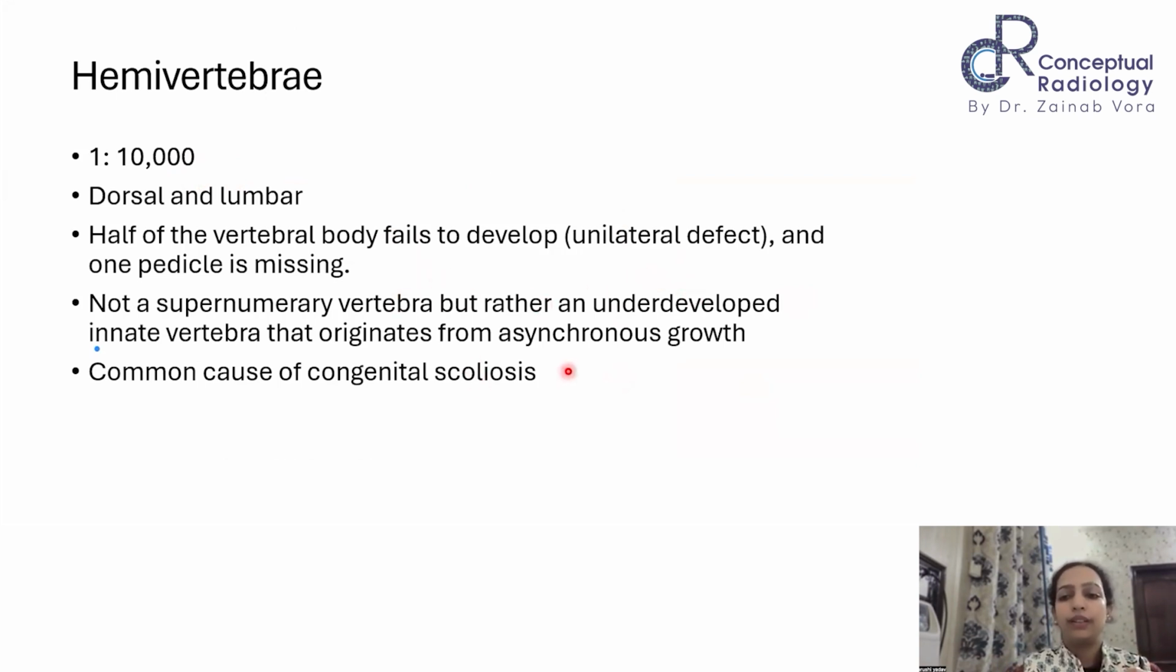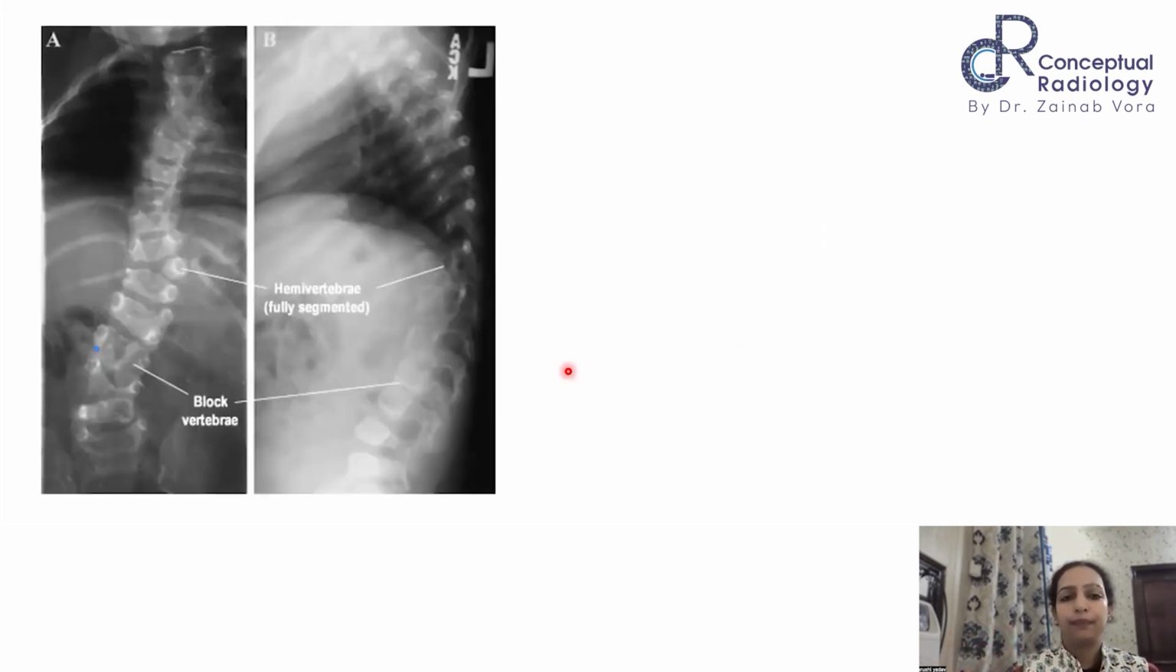So this is what you have to understand. This is not something that was additionally there. This was something which was supposed to be there but did not develop, and it is the most common cause for congenital scoliosis.